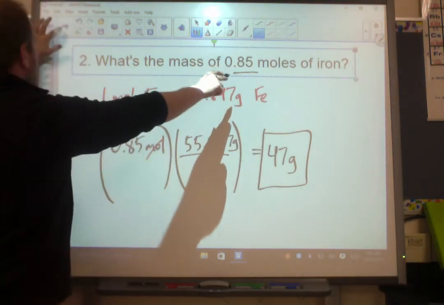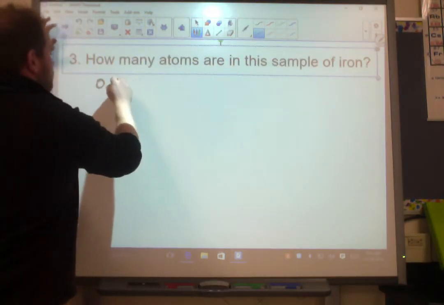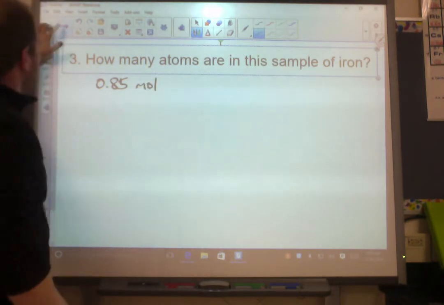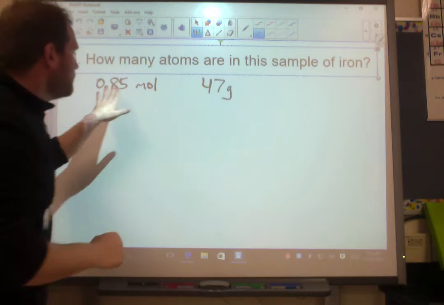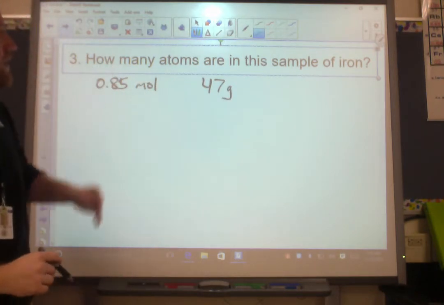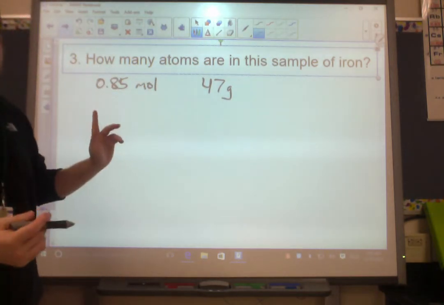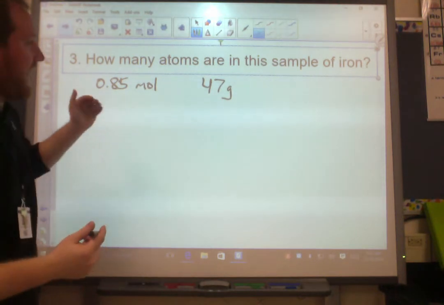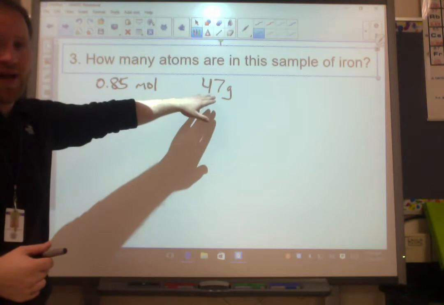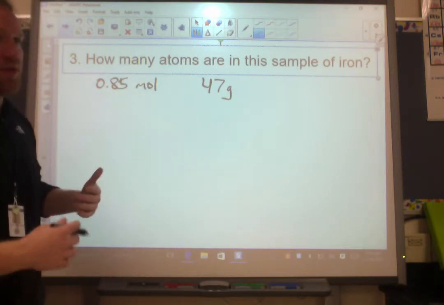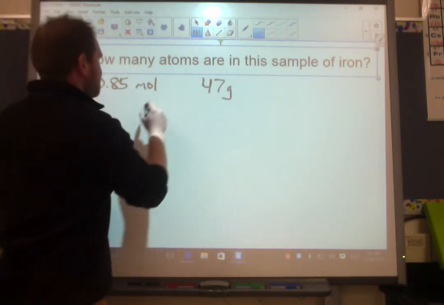So let's look at how many we were dealing with. So we had 0.85 moles. And we also figured out that it was 47 grams. Okay, so that's how much iron we had. We're saying how many atoms are in this sample. Now what you're going to realize is when we want to convert into number of atoms or number of molecules or number of formula units, you're not going to use the mass. You're going to use the moles.